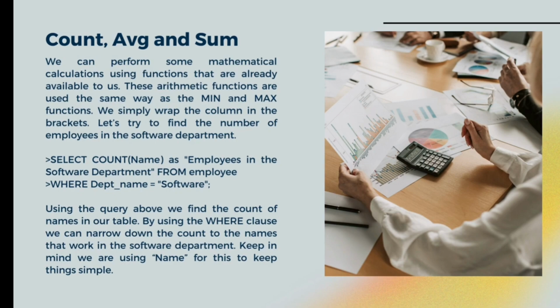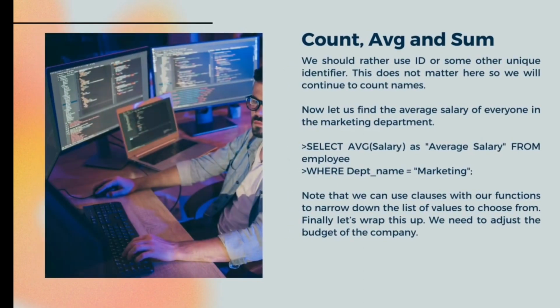By using the where clause we can narrow down the count to the names that work in the software department. Keep in mind we are using name for this to keep things simple. We should rather use ID or some other unique identifier. This does not matter here, so we will continue to count names. Now let us find the average salary of everyone in the marketing department. Select AVG(salary) as "average salary" from employee where department_name = 'marketing'. Note that we can use clauses with our functions to narrow down the list of values to choose from.